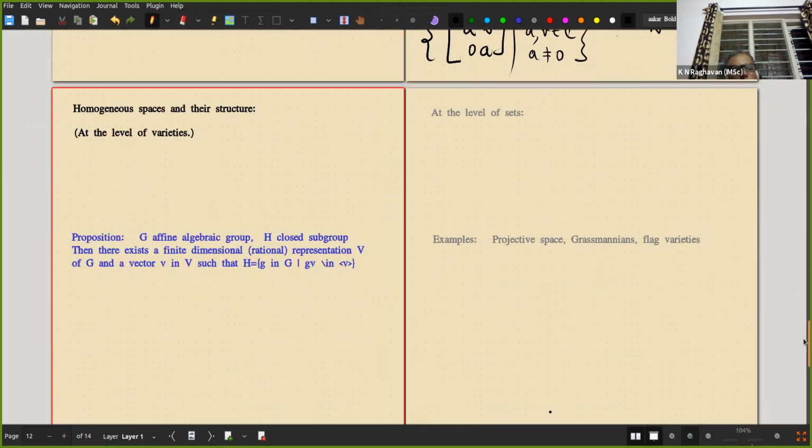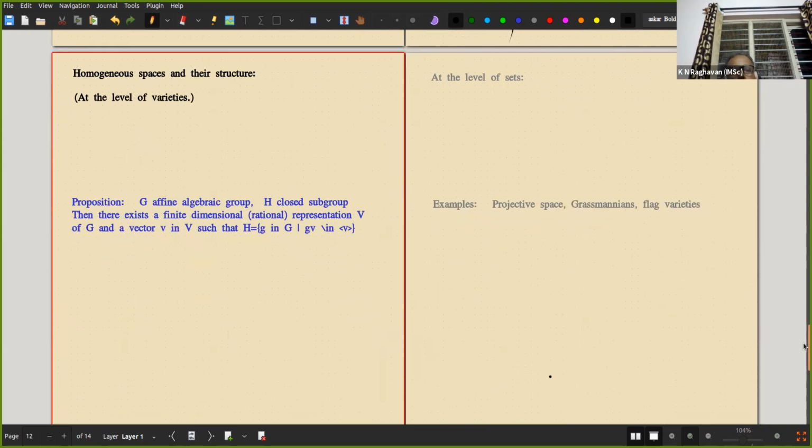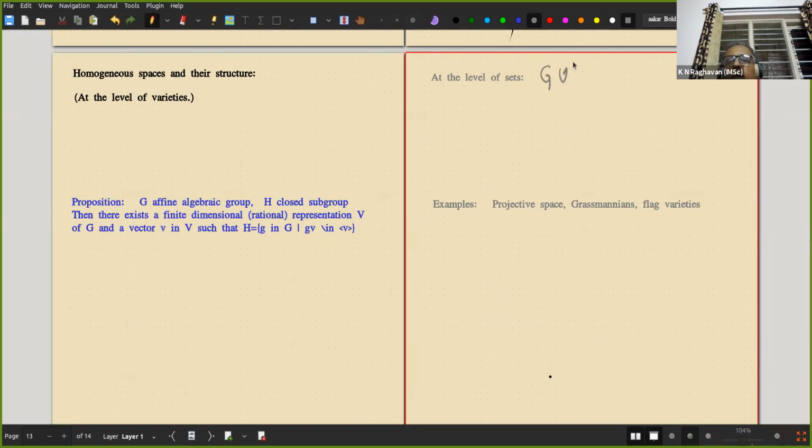Now let's come quickly to homogeneous spaces and their structure. This is something you've seen at the level of sets. So suppose G acts on X and the action is transitive.